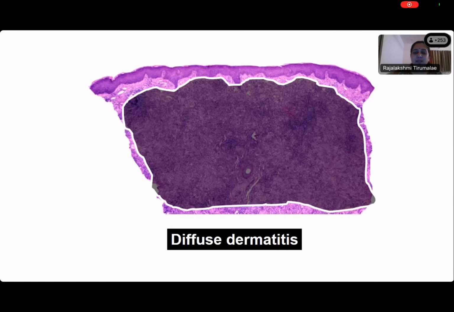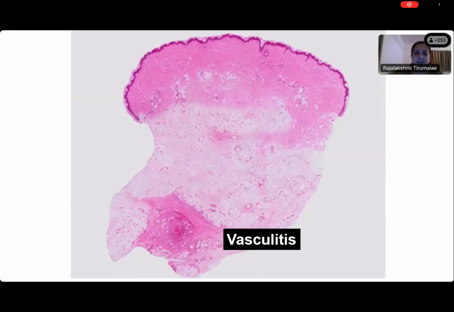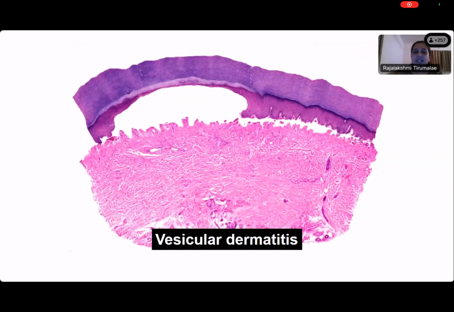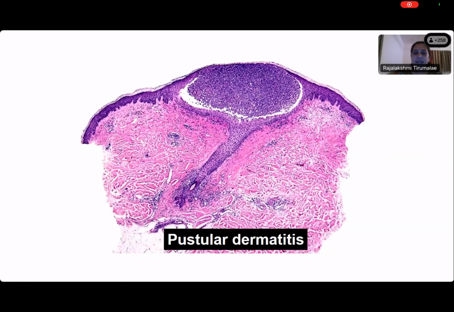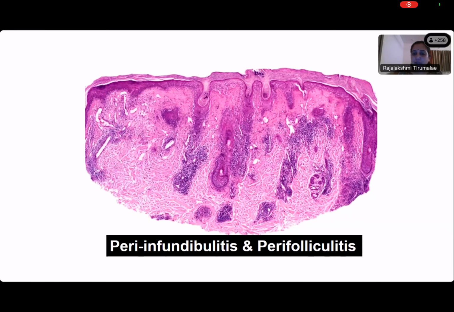So you don't have space in between, and the entire dermis is involved by the infiltrate. Then comes the vasculitis. You have two patterns in vasculitis: a small vessel and a medium vessel vasculitis, which are different. Then you have the vesicular dermatitis, or the blistering or bullous diseases. Then you have the pustular dermatitis, where vesiculations are filled with pus or neutrophils. Peri-infundibulitis and folliculitis is the next pattern. If you look at this slide, you can see that the infiltrate is centered on the follicles at varying depths, and most of the alopecias come in this category.